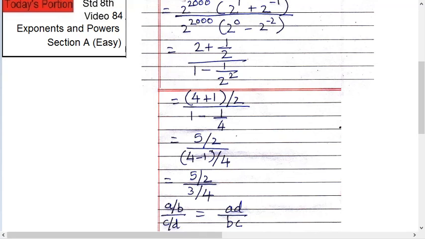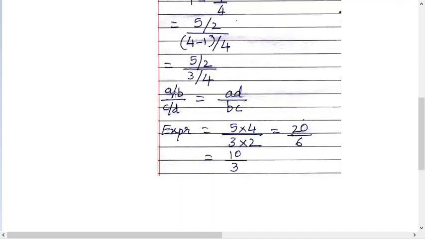So now, a upon b, the whole upon c upon d equals ad upon bc. So this expression becomes 5 upon 2 into 4 upon 3, right? AD upon BC. So just solve this, you get 20 by 6, that is 10 by 3. That is the required answer.